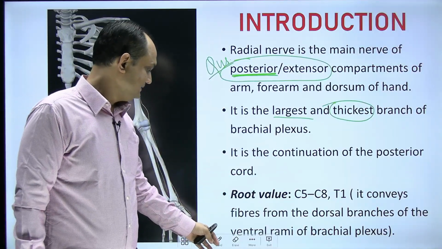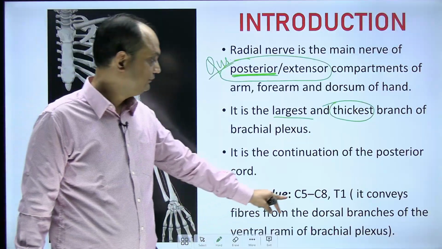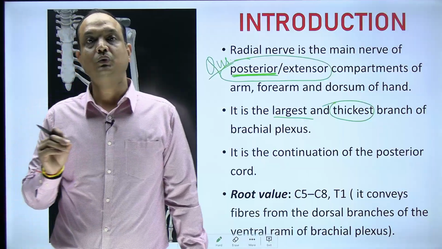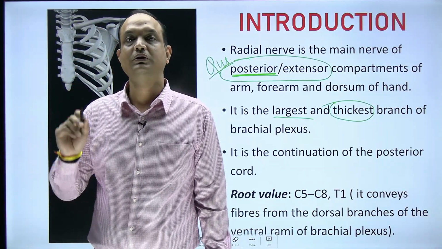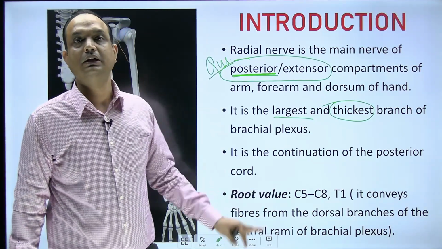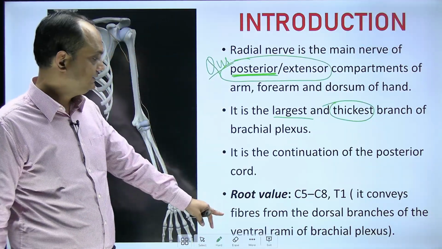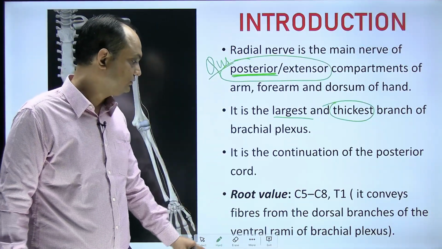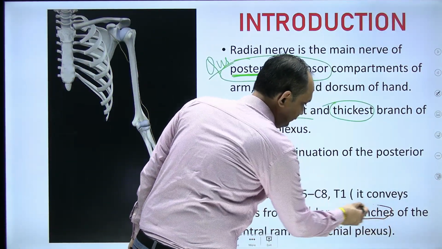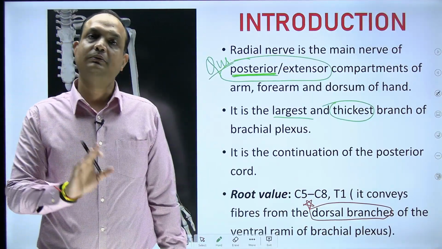Now there is a very important concept about the root value of the radial nerve: the radial nerve has the root value of C5 to C8 and T1. You know that whenever we talk about the roots of the brachial plexus, the roots start from C5 to T1. So all the roots contribute into the radial nerve, but you have to understand that this nerve is conveying all the dorsal branches of the ventral rami. Now this is the important part of the root value, that there are ventral branches and there are dorsal branches.